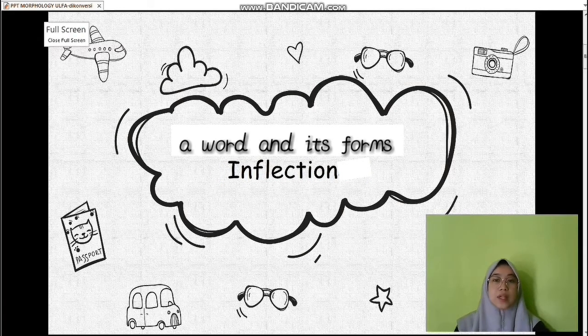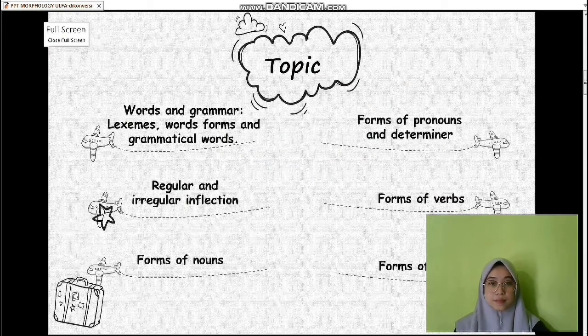Today, I will explain about the material word formation inflectional. In this unit, I will explain about 6 topics: is word and grammar, regular and irregular inflection, form of nouns, form of pronouns and determiner, forms of verbs, and the last form of adjective.